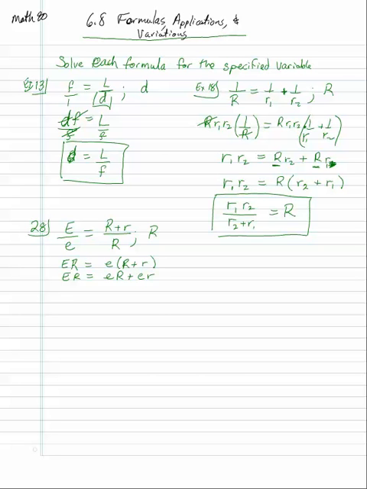Now, remember, we want to get all the capital R's on one side, so let's subtract the little e capital R. So I got ER minus little e capital R. Now I'm going to factor out the capital R. So it's big E minus little e. And then divide. So now you're going to get R equals little e r over big E minus little e. And there we go.